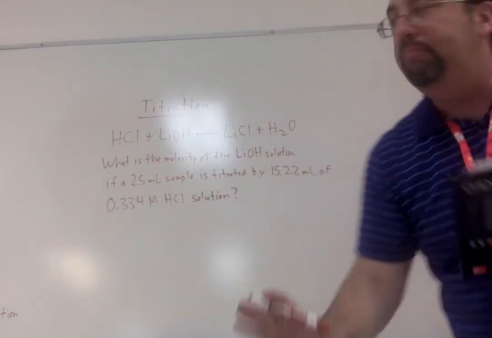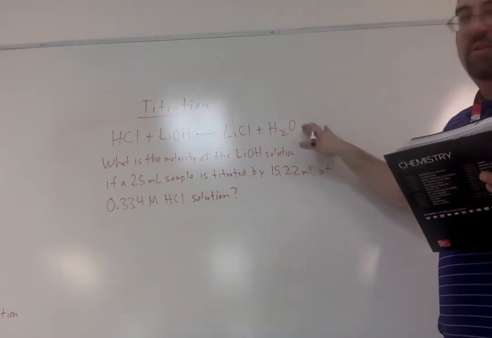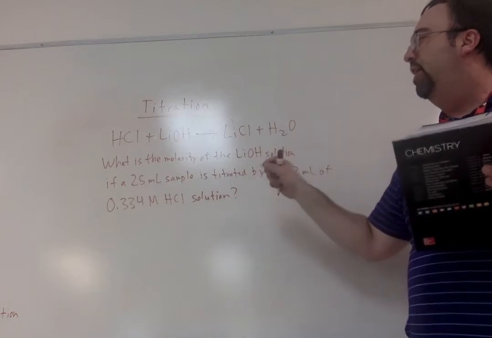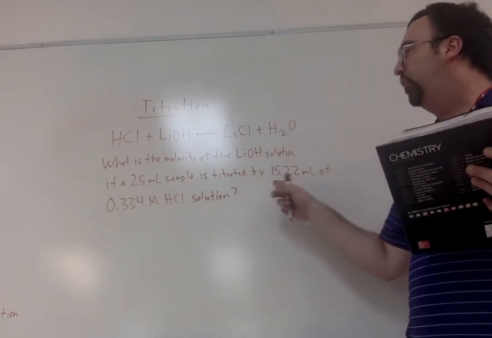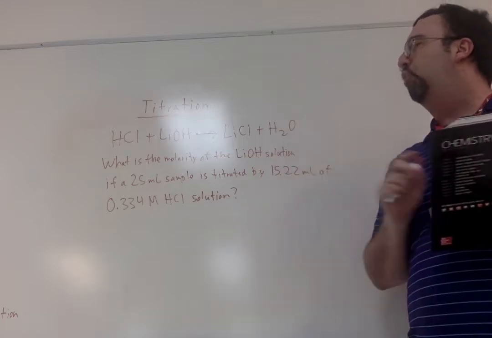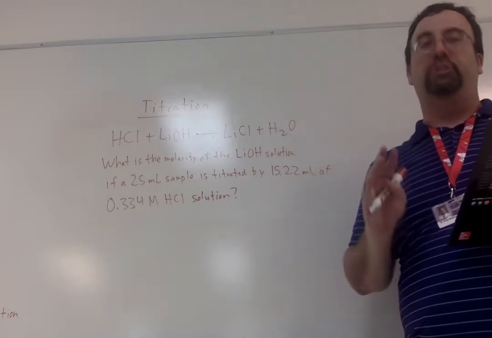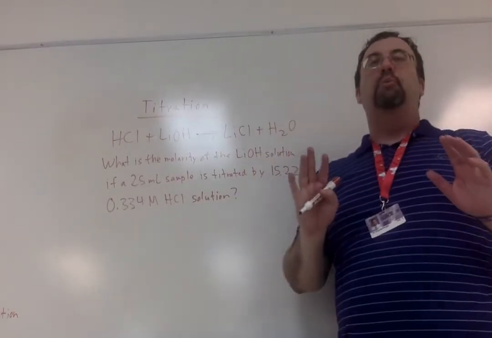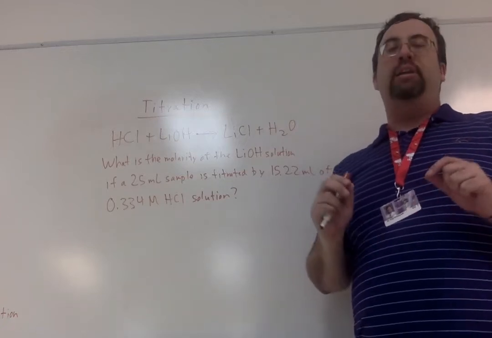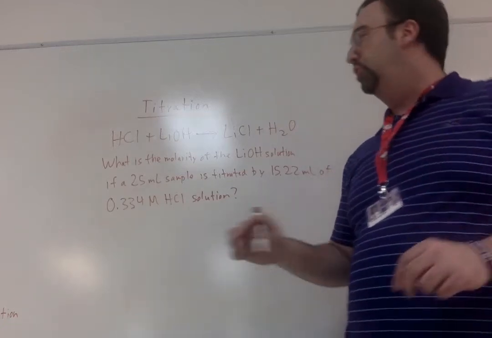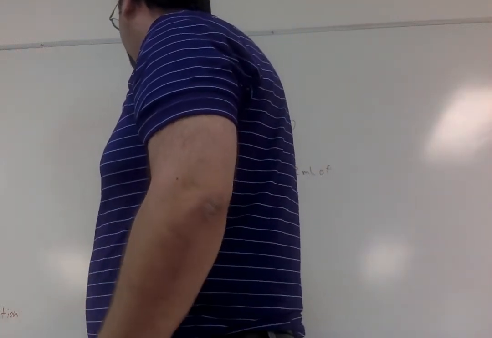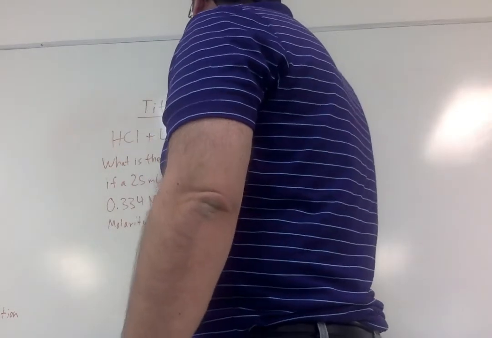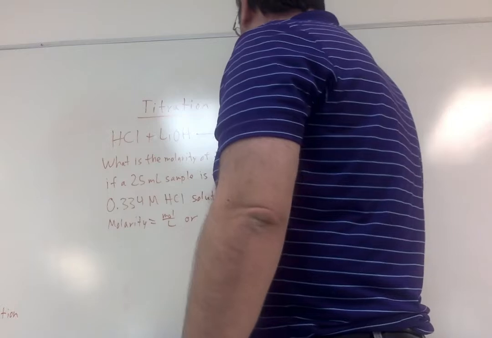So let me read you the problem. Again, I'll give you the balanced equation. What is the molarity of the lithium hydroxide solution if a 25 ml sample is titrated by 15.2 milliliters of 0.334 molar HCl solution? Just as we did before, we remember that molarity is moles per liter, and what we need to look for is the moles. So mole is equal to molarity times liters.